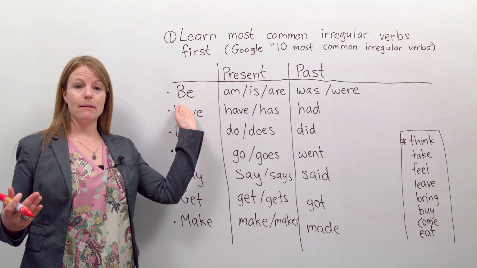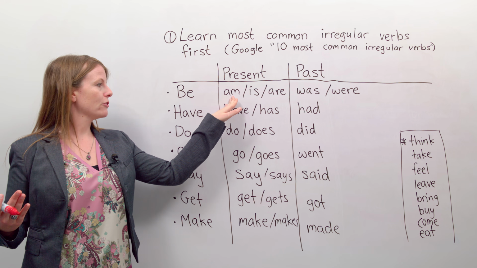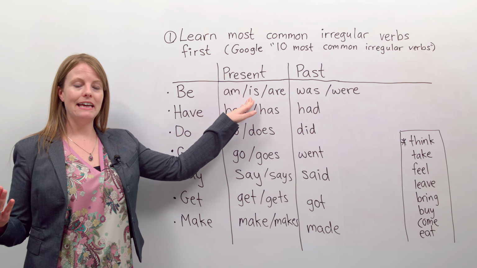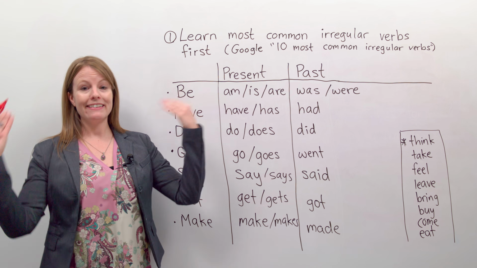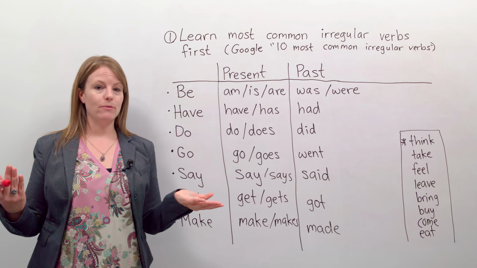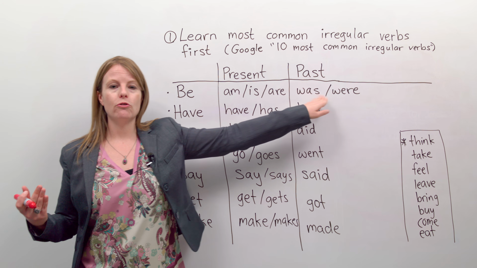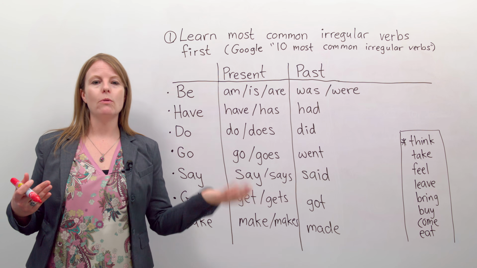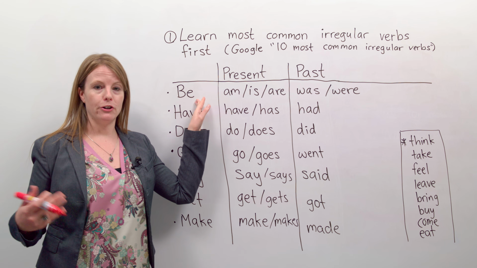So, for example, the verb be, here's the present tense, which might be I am, he is, they are. If we're talking about the past, we don't use ed here, it's irregular. We can use was or were. He was, they were.